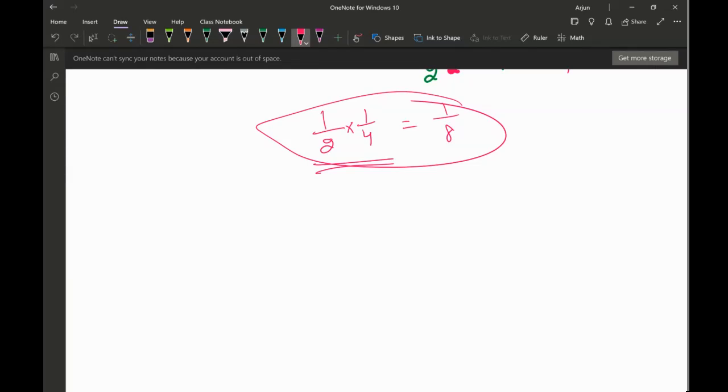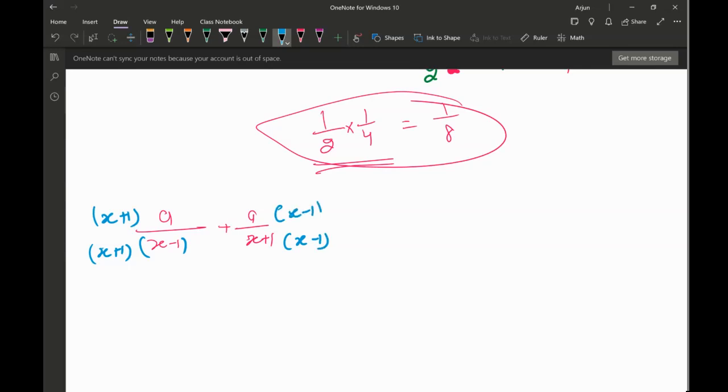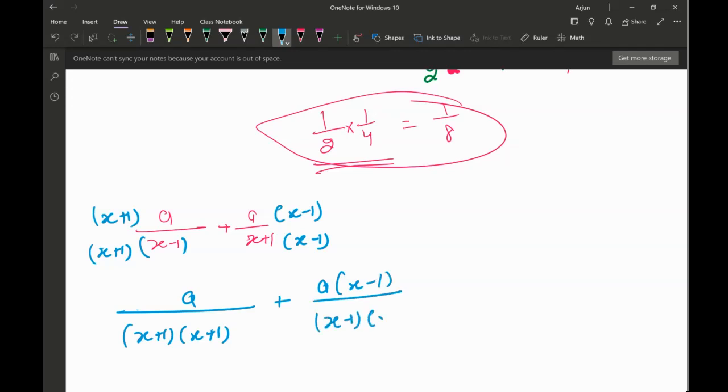And now let's look into an algebraic term. The question is a over x minus 1 plus a over x plus 1. Now how are we going to simplify this one? I need to multiply this one with x plus 1, so I have to apply the same operation on top. This one with x minus 1, x minus 1. So this will become a times x plus 1 plus a times x minus 1, over x minus 1, x plus 1.